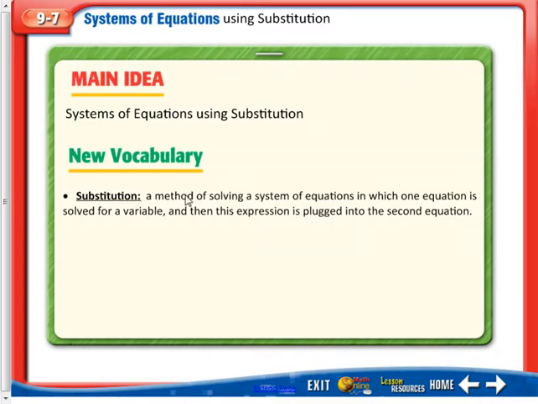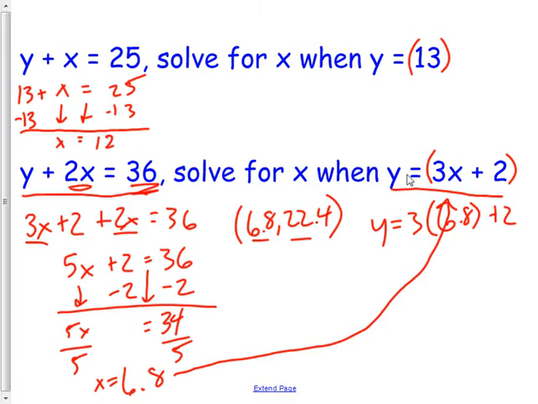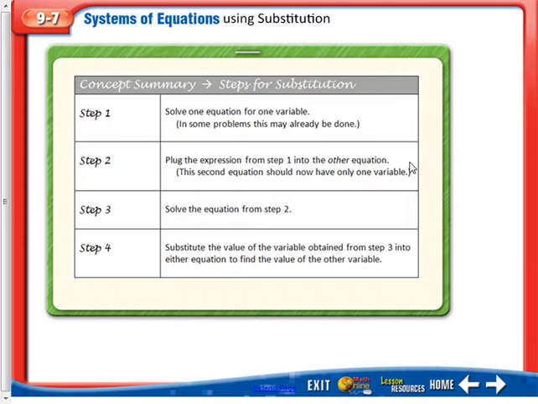So substitution is a method of solving a system of equations in which one equation is solved for a variable, and then this expression is plugged into the second equation. So step one, we need to solve one equation for one variable. So you think about how we started here. This one was solved for y. Okay, we don't need this one in slope-intercept form if we have this one solved for y already. Okay, so it kind of saves us some steps there. In some problems, this may already be done, just like in the one we just had.